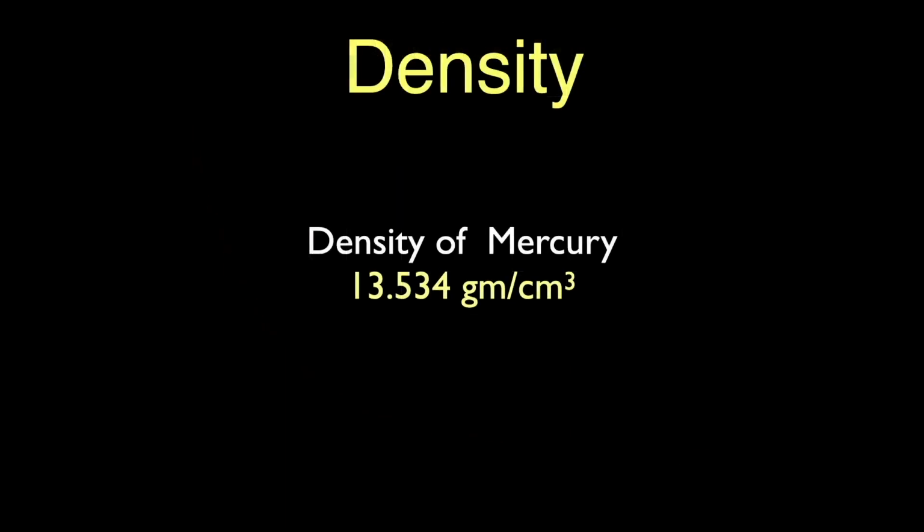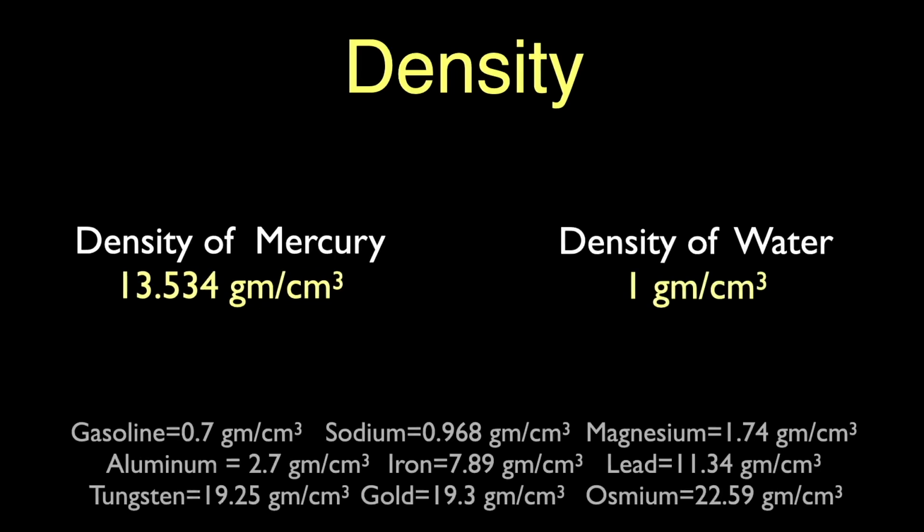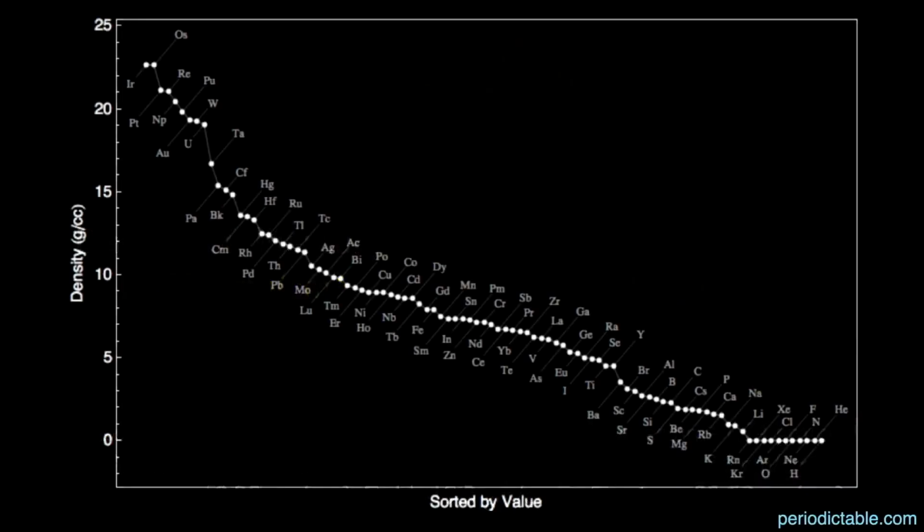Mercury has a fairly high density at 13.534 grams per cubic centimeter. As a reminder, water has a density of only 1 gram per cubic centimeter. I've put up more densities for you here. As you can see, mercury is somewhat denser than lead, and we all consider lead as being a pretty dense element. Here's a graph of the elements from highest density to lowest density.